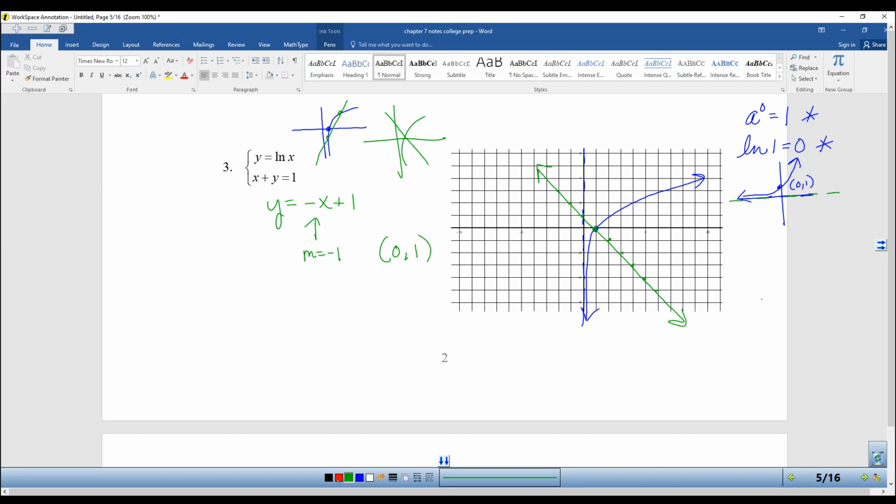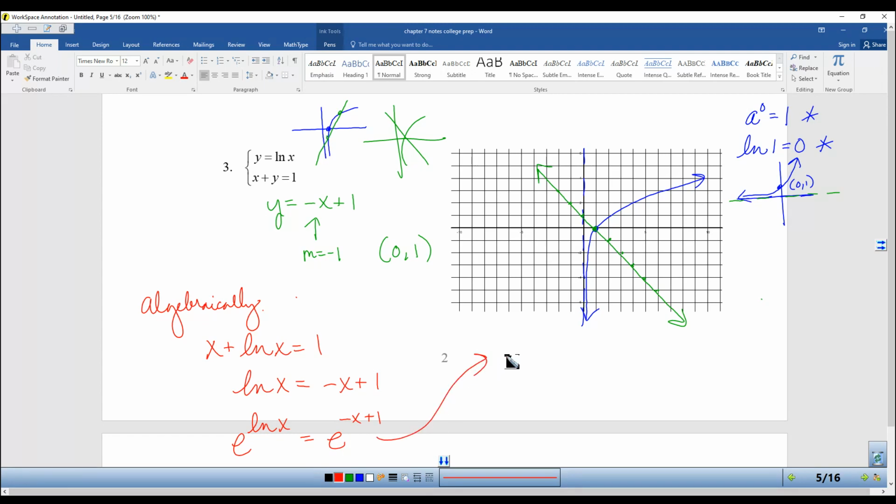So the next question is, how would you have done this algebraically? So you would use substitution. You would put the natural log of x in for y. X plus natural log of x is equal to 1. And then do you remember how we get rid of a natural log? We isolate it, and then we take the e of both sides. We exponentiate. E to the ln of x is equal to e to the -x plus 1. That gives me x is equal to e to the -x plus 1.